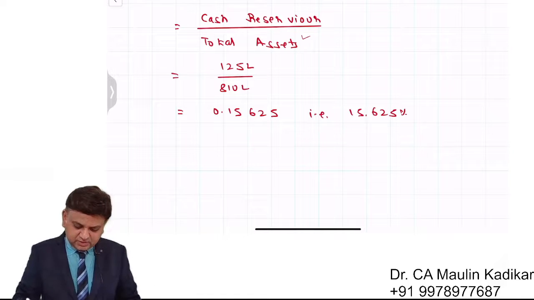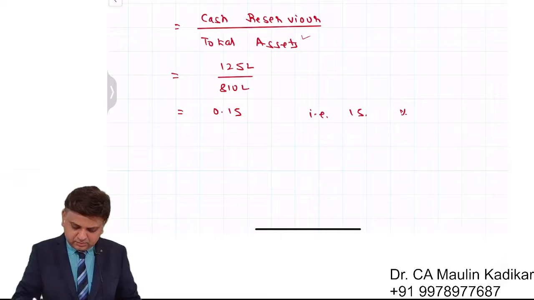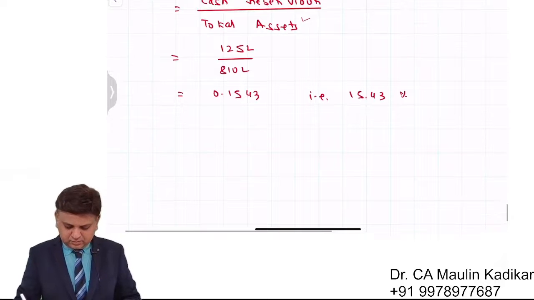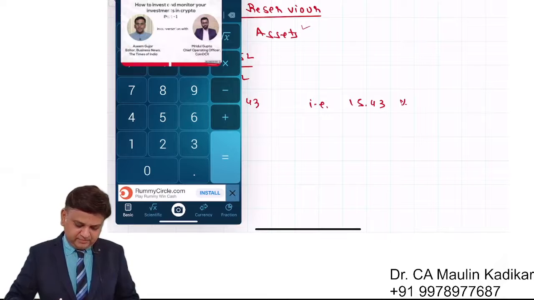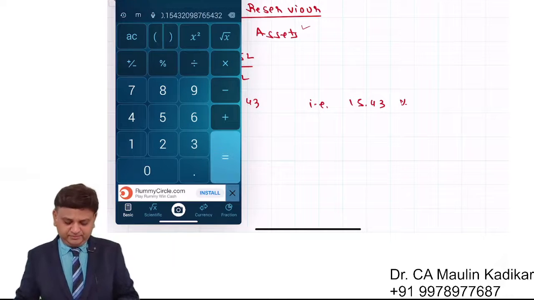Friends, this is 15.43. I'm sorry. So it is 125 upon 810. So it is 0.1543.